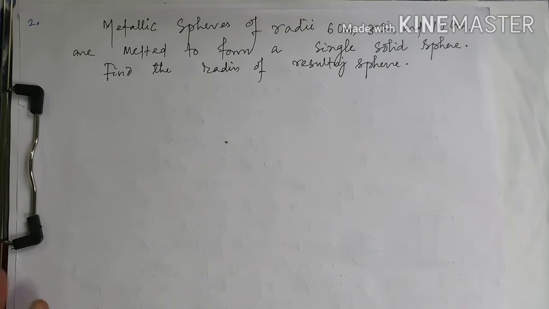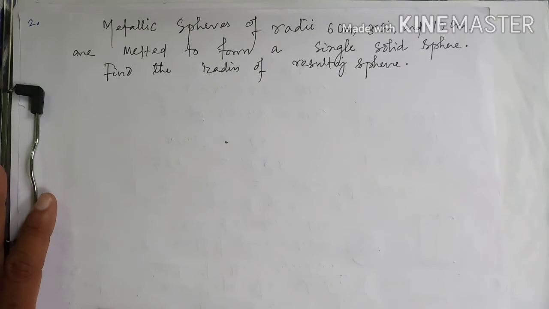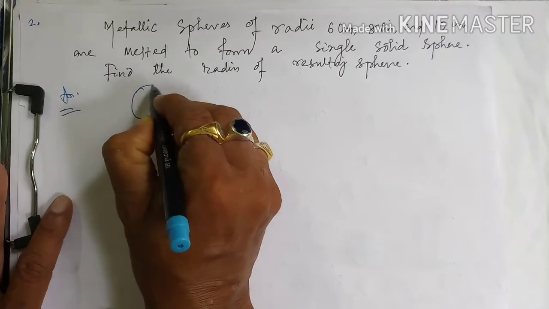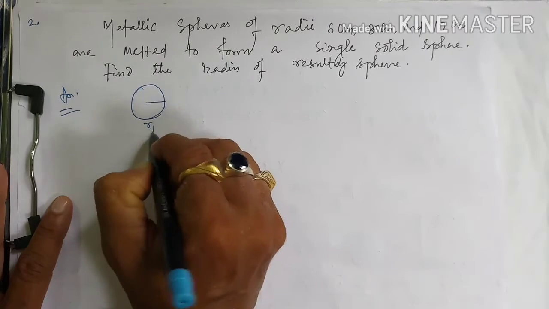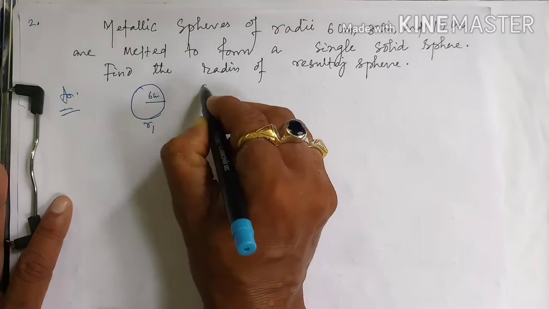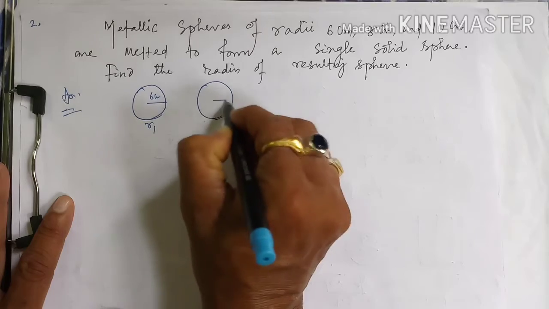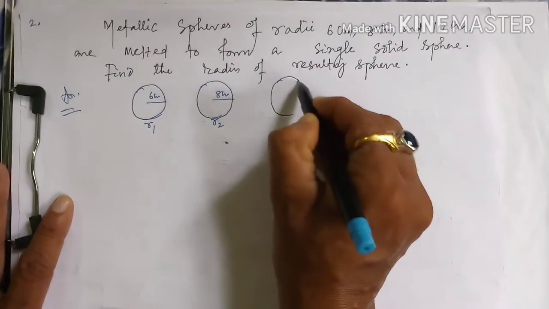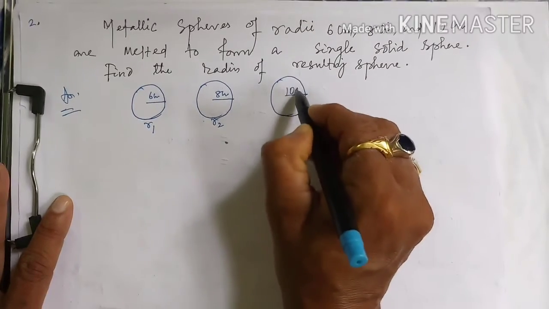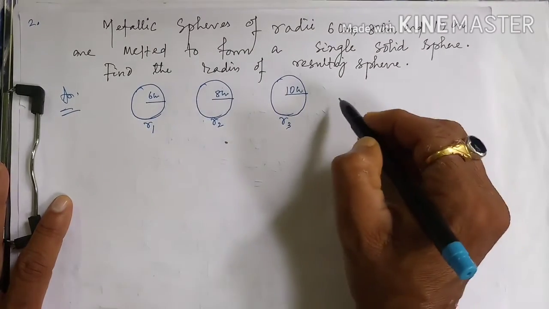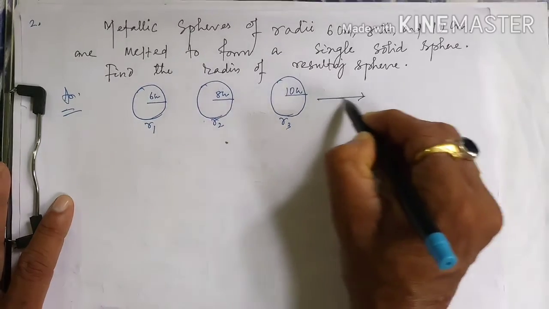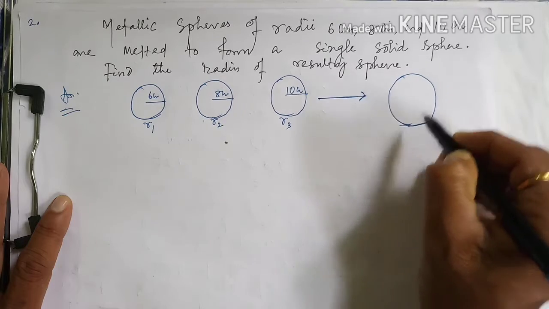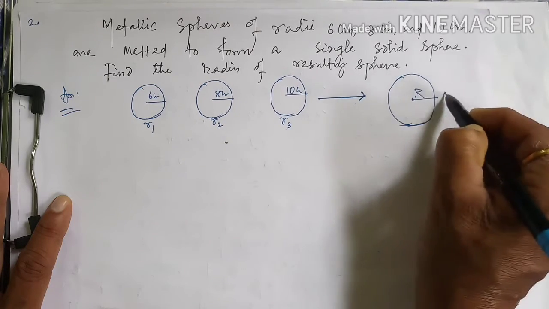Okay, students, so the answer will be: there are 3 spheres. The first has radius 6 centimeter, let it be R1. Another sphere has radius 8 centimeter, let it be R2. The third spherical object has radius 10 centimeter, let it be R3. Now our question is to convert them into a single solid sphere and calculate its radius. Let its radius be capital R, right?